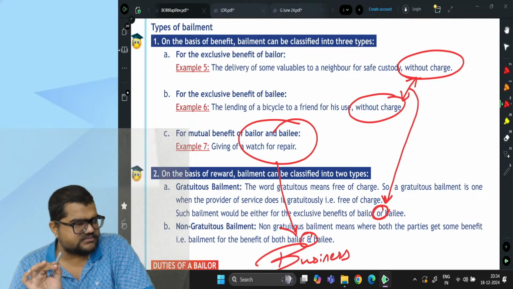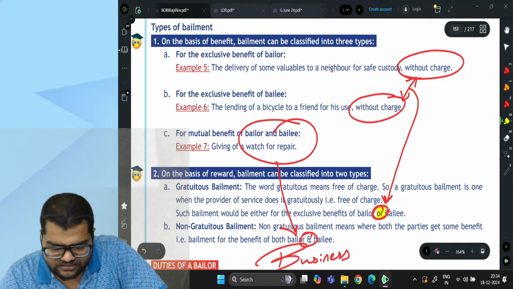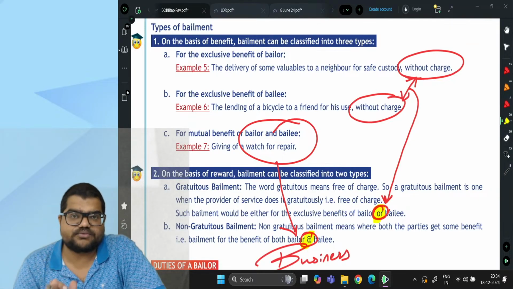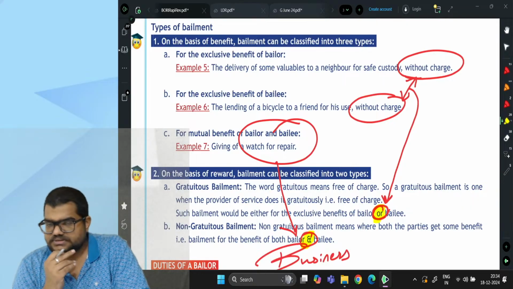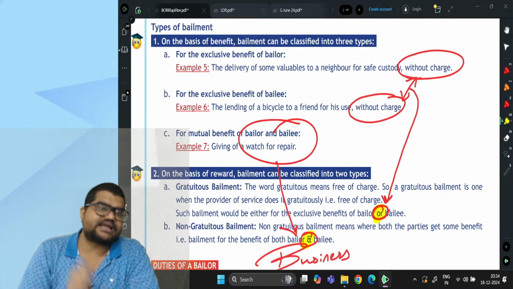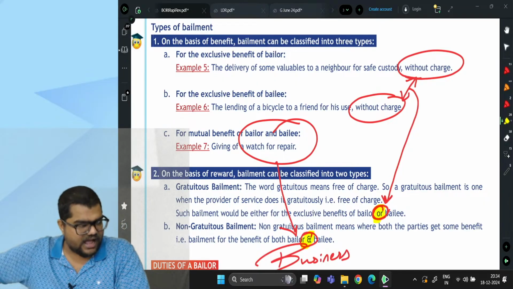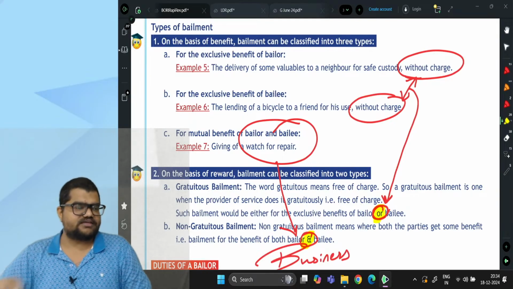Are we understanding this? There is just one word difference, 'and' or 'or'. If it is 'or', it is gratuitous. Either you are benefited or I am benefited. It is without any charge. But if both are benefited, in that case it is non-gratuitous. Are we clear with this much? Please tell me, are we clear with this much?